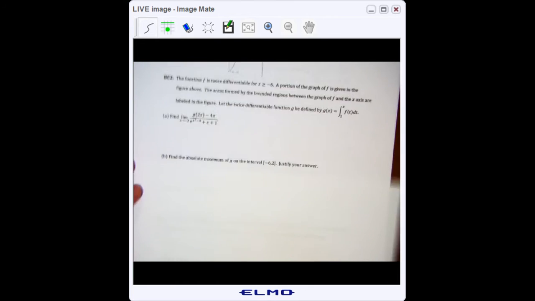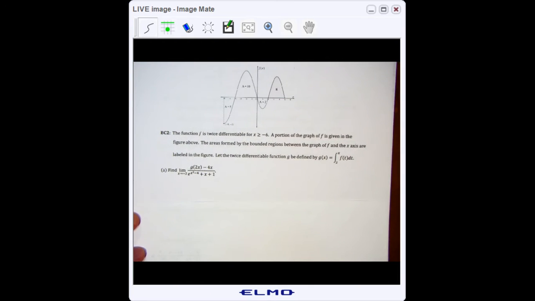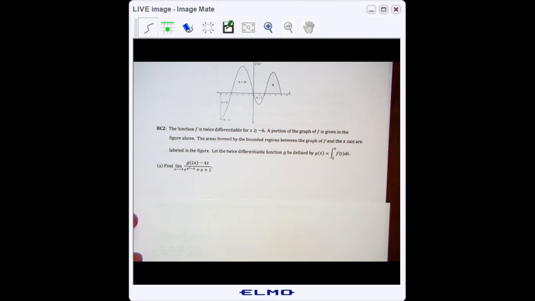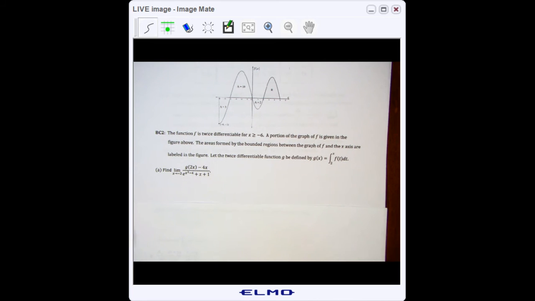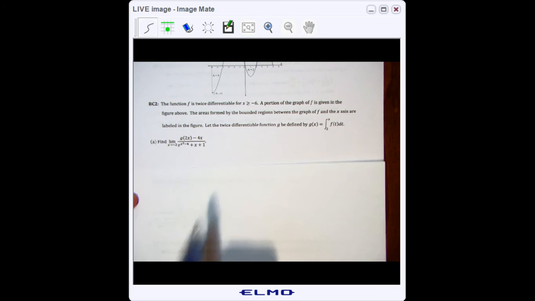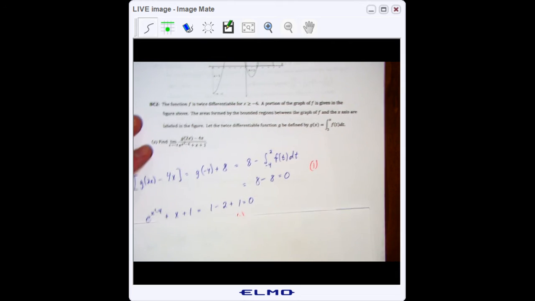Let's go now to the second part, BC number 2. It gives you a graph there of function f, and then it defines g as the integral from 2 to x of f of t dt. Okay, first question, find this limit, x approaches 2. All right, and when you see a limit like that, you can guess you're probably going to have to do L'Hopital's rule. Not always, but you can probably guess that.